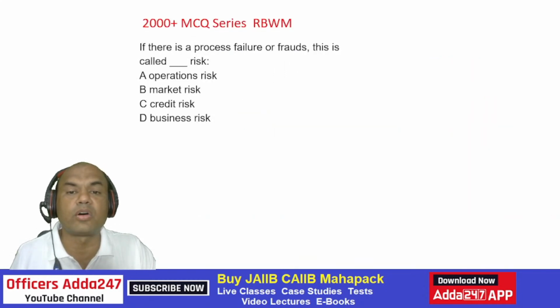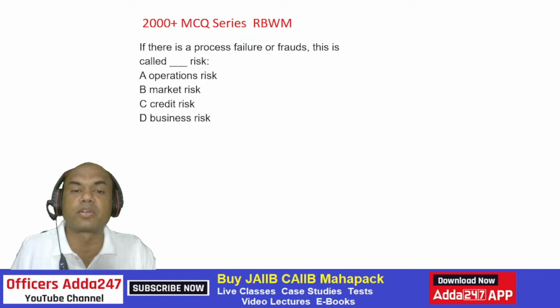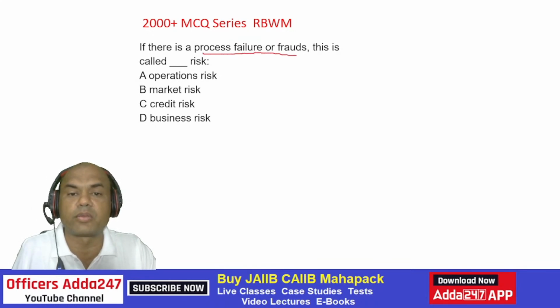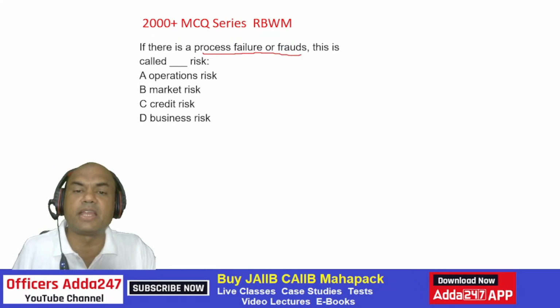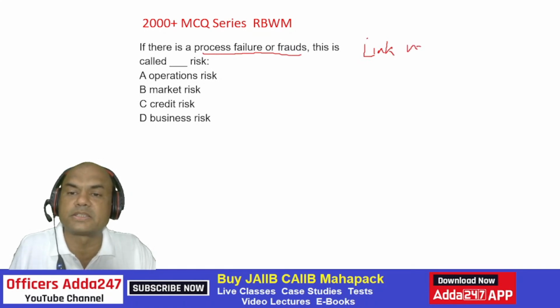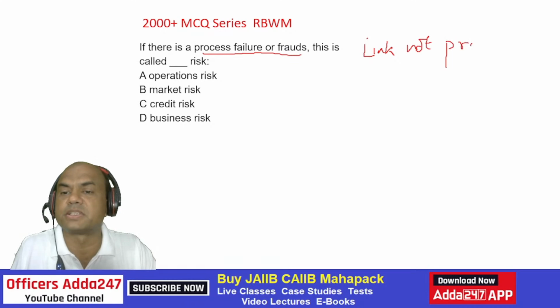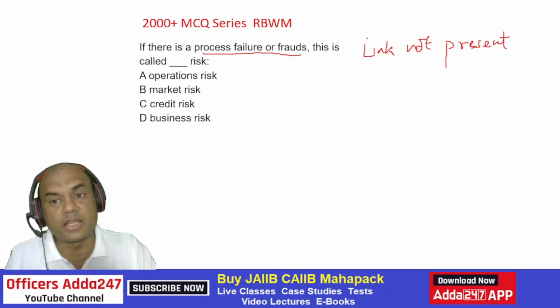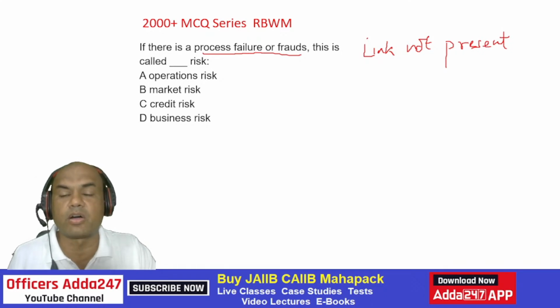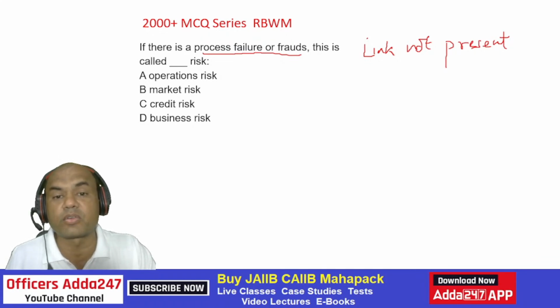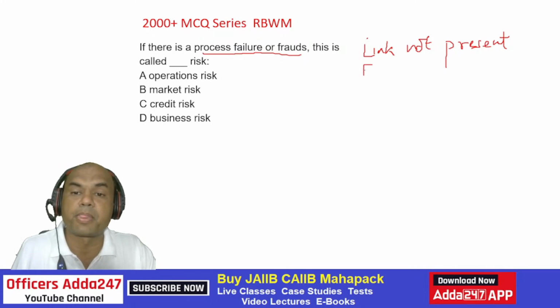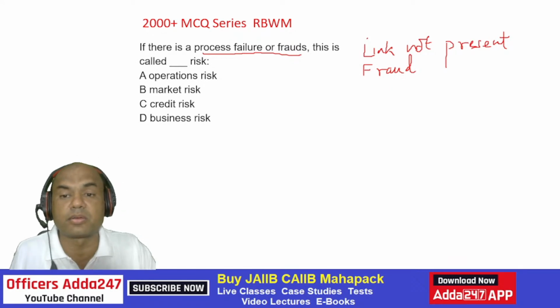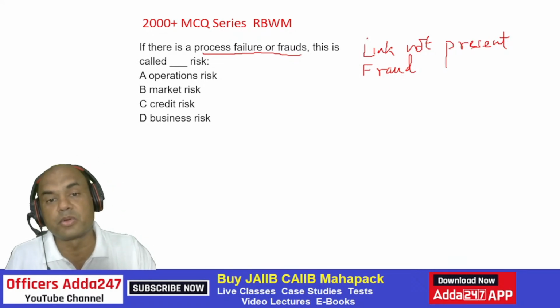If there's a failure or frauds, this is called a dash risk. So now look at this. Process failure or fraud. Now what do you mean by process failure or fraud? We many times see in our bank, "link not there." We see this board, right? "Link not present." What is that? It means your system is not working, right? Or there can be anything other than this link not present, or the computer is not working, or the system is not working properly, or a fraud has happened in the bank. So that is also a part of this employee problem only.